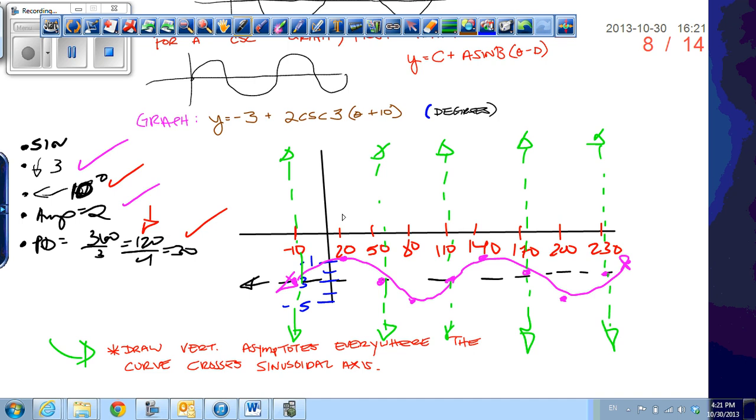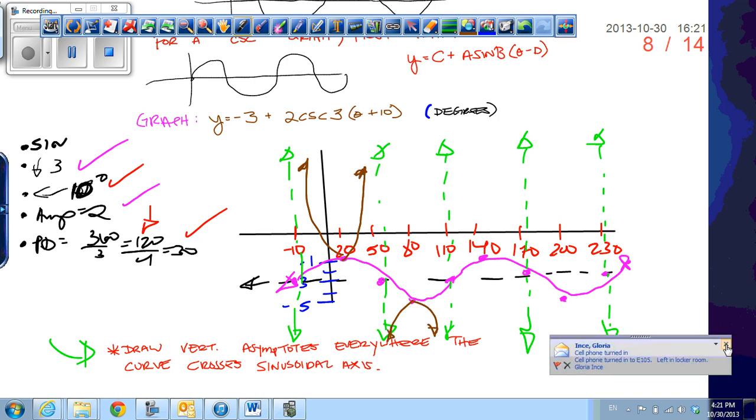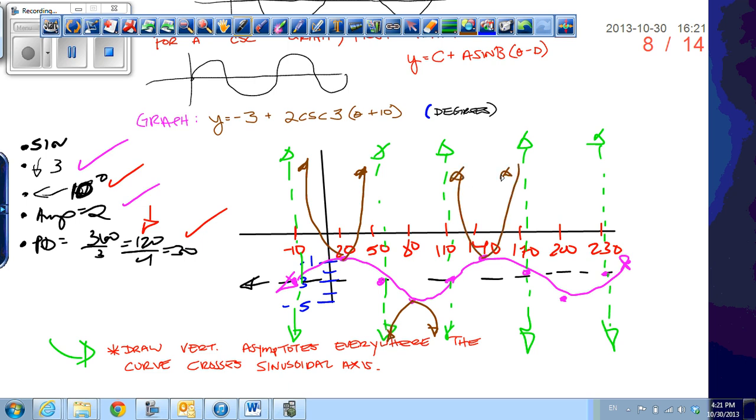Next thing we're going to do is actually graph the cosecant part. So this is just the fun little parabolas. We're going to have one open one going up and one open one going down for each period. So in this period, we have one up, one down. Same thing, one up and one down.